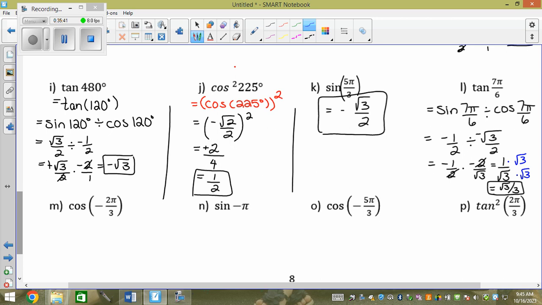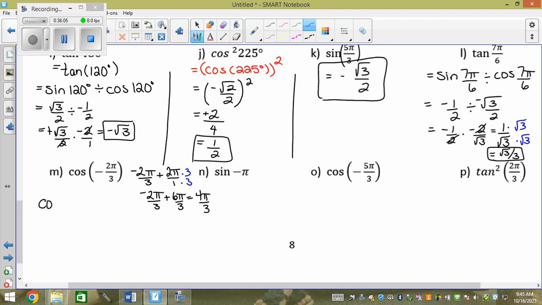Negative 2 pi over 3 is too small, so I'm going to add 2 pi to it. When I add 2 pi, I'm going to have to multiply by 3. So I get negative 2 pi over 3 plus 6 pi over 3, which is 4 pi over 3, which is on my unit circle, and terminates in the exact same spot, so I can find cos of 4 pi over 3, which is negative, what?